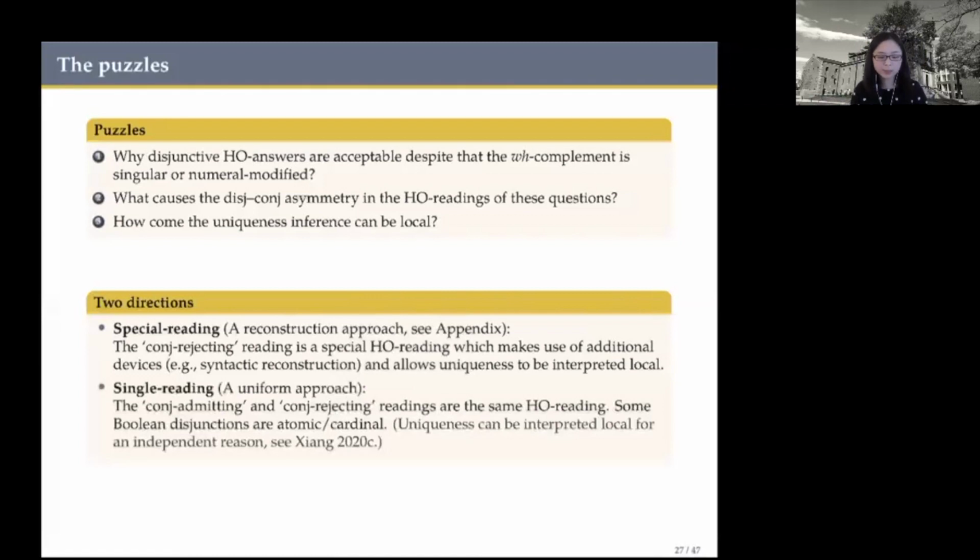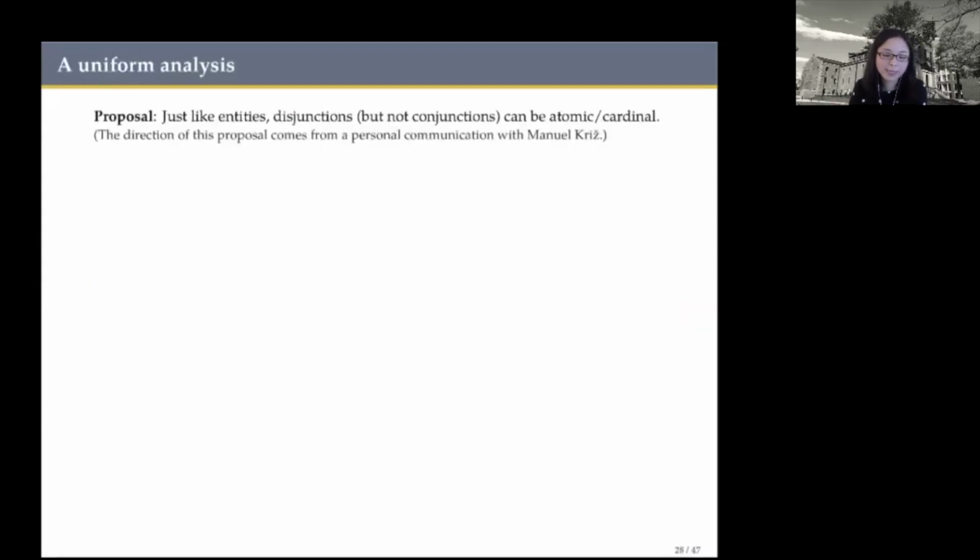Instead, I will talk about a uniform approach, which treats the conjunction admitting reading and the conjunction rejecting reading as the same reading. The idea is that some Boolean disjunctions can be atomic or cardinal. But for uniqueness, the local uniqueness effect is explained for an independent reason, and I'll explain that in a separate paper. So let's see the uniform analysis. The direction of this analysis comes from a personal communication with Chris.